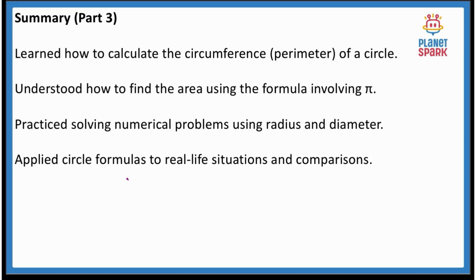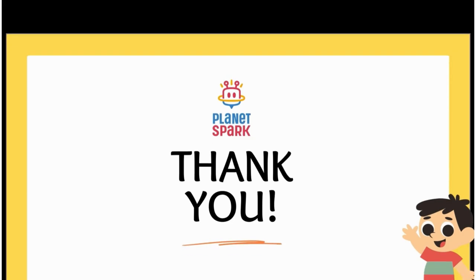So in today's video, we have done how to calculate circumference, which is also the perimeter, the outer boundary of the circle. The value of pi is either 22 by 7 or 3.14. Depending upon how we find the calculation or what is mentioned in the question, we are going to choose pi.